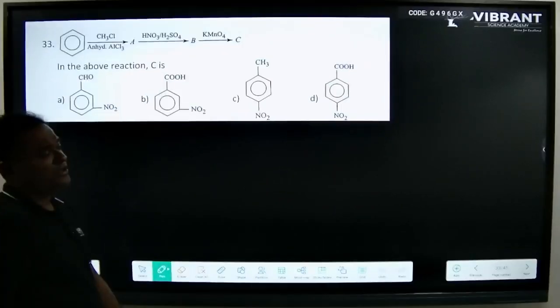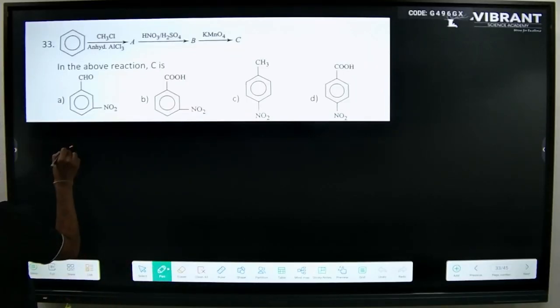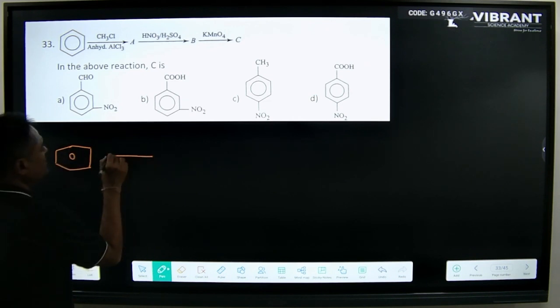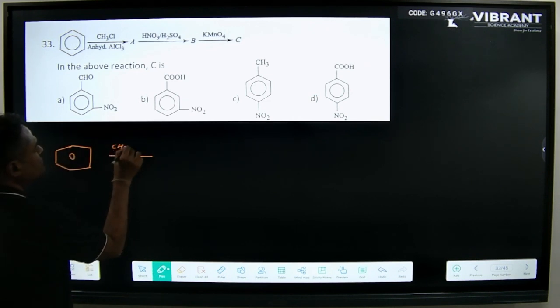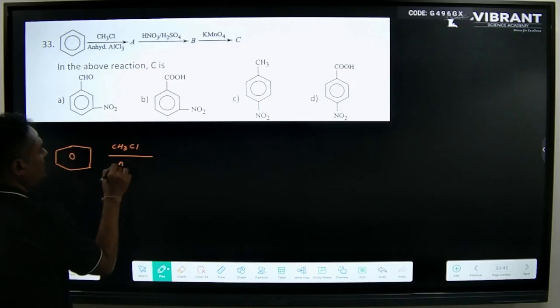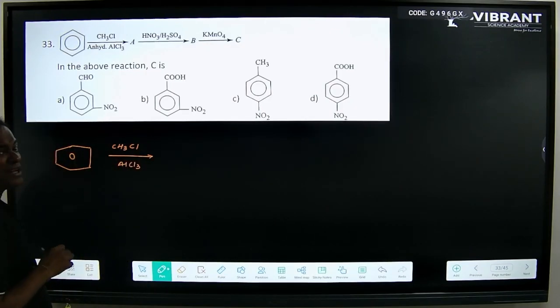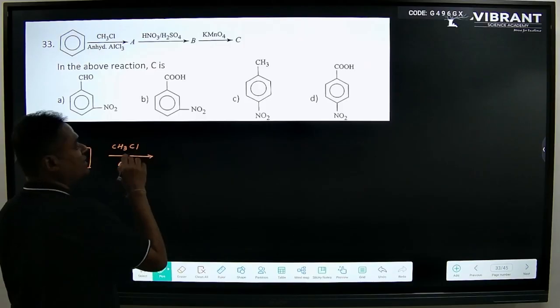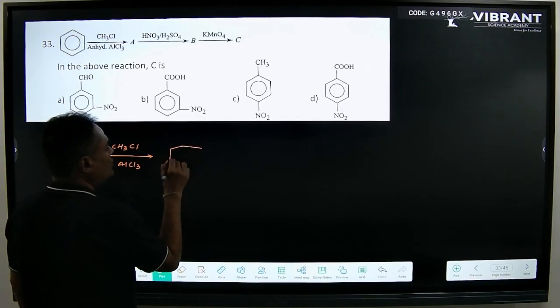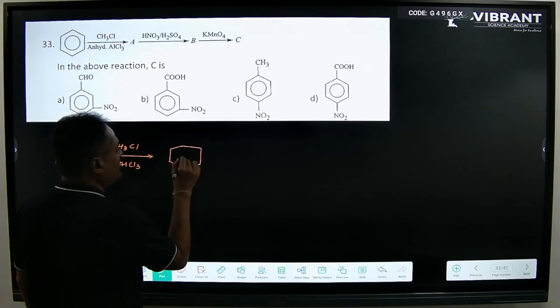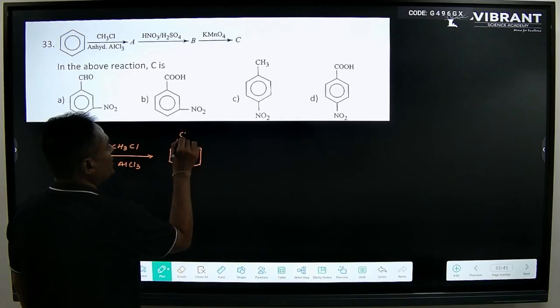Now here the question given to you is a very simple one. A benzene is given to you as the compound. Treat this with methyl chloride in presence of AlCl3. I think this is Friedel-Crafts reaction, Friedel-Crafts alkylation, where the product would be toluene, what you have got.